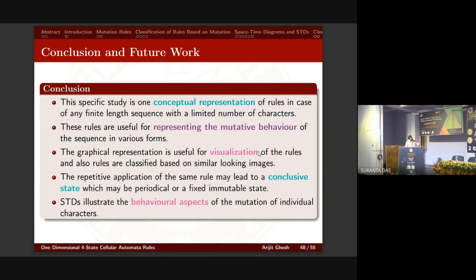The graphical representation is useful for visualization of the rules. Repetitive application of the same rule may lead to a conclusive state, which may be periodical or a fixed immutable state. Studies illustrate the behavioral aspects of the mutation of individual characters.